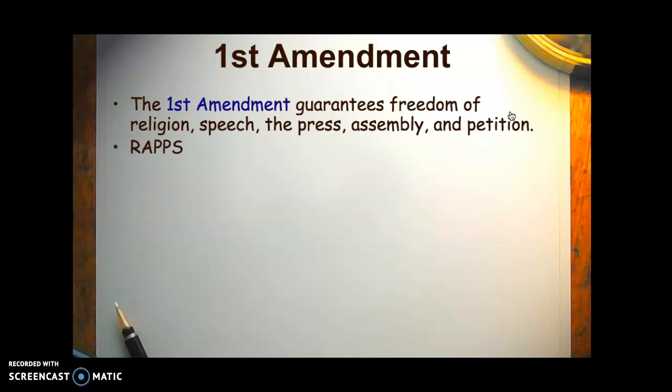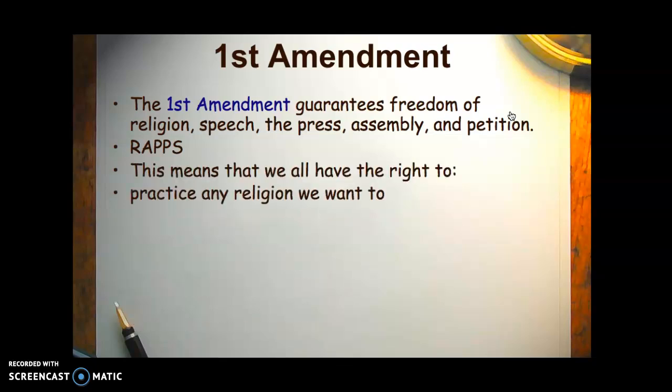The mnemonic device RAPS can help you to remember those 5 parts of the First Amendment. This is the only amendment that has a lot of parts to it. So R for religion, A for assembly, and I see that these are written out of order, but you'll just have to bear with me. P for press, P for petition, and S for speech.